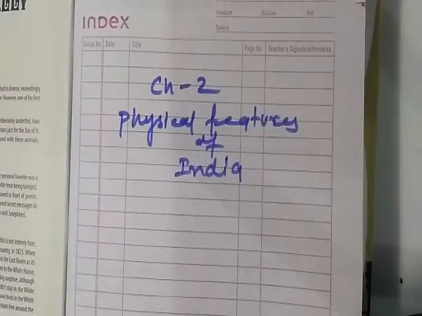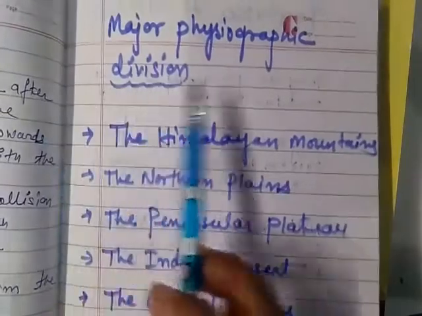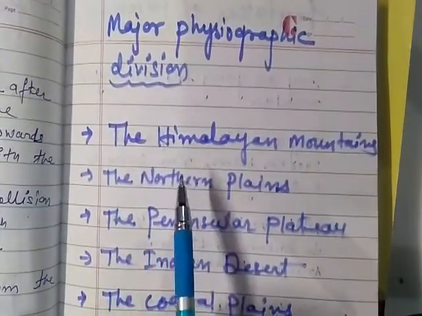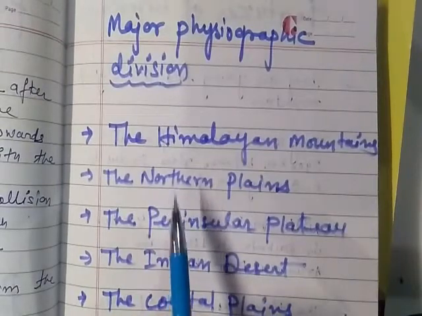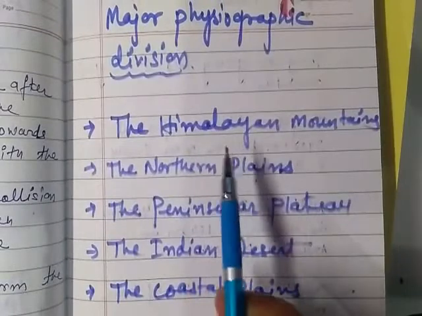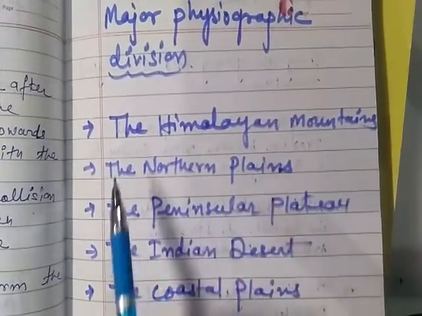Chapter 2, Physical Features of India. Major physiographic divisions. The physical features of India can be grouped under the following physiographic divisions. Physiographic division here means the physical features of India.